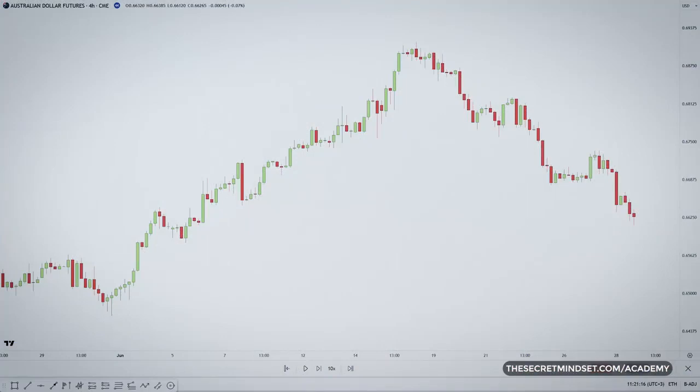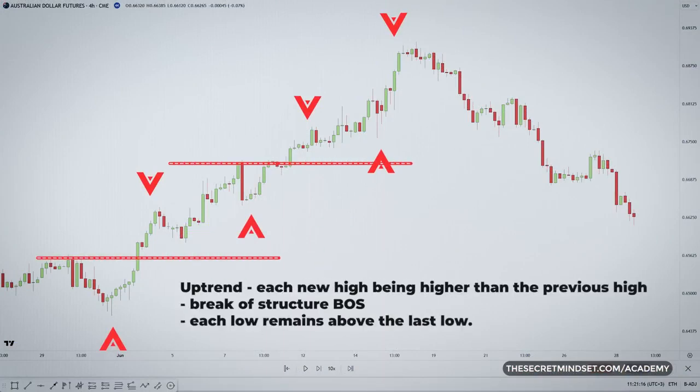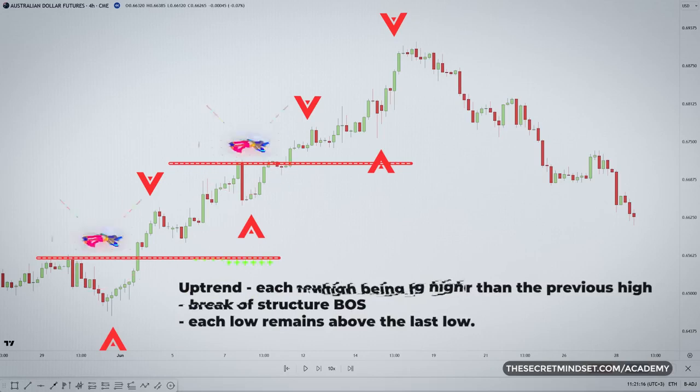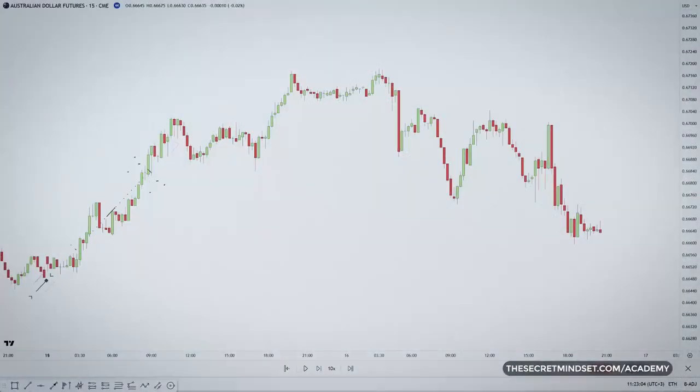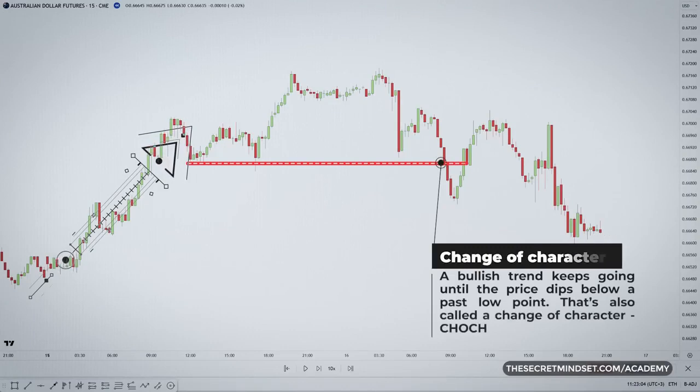You know the basics. When prices are consistently rising or falling, it creates trends. An uptrend is shown by each new high being higher than the previous high. In ICT terms, that's a break of structure, a BOS. Also, each low remains above the last low. That bullish trend keeps going until the price dips below a past low point. That's also called a change of character, a CHOC.